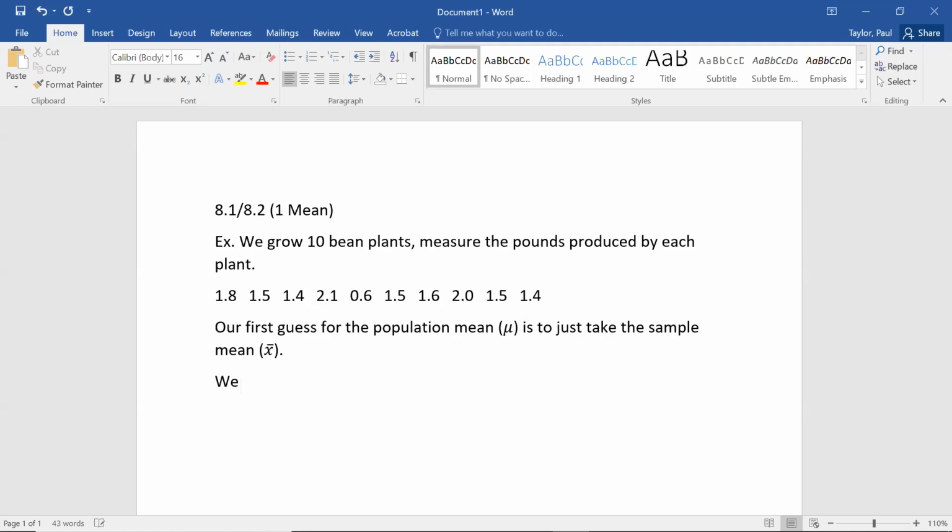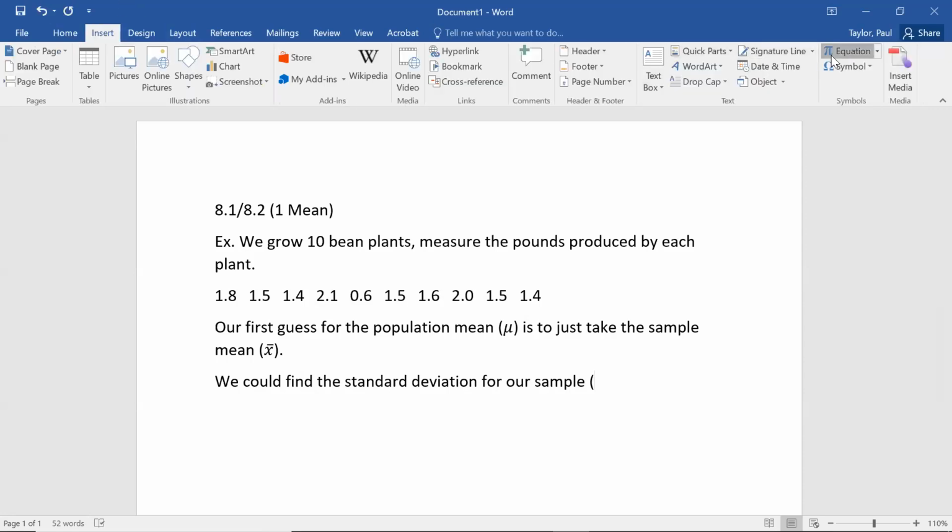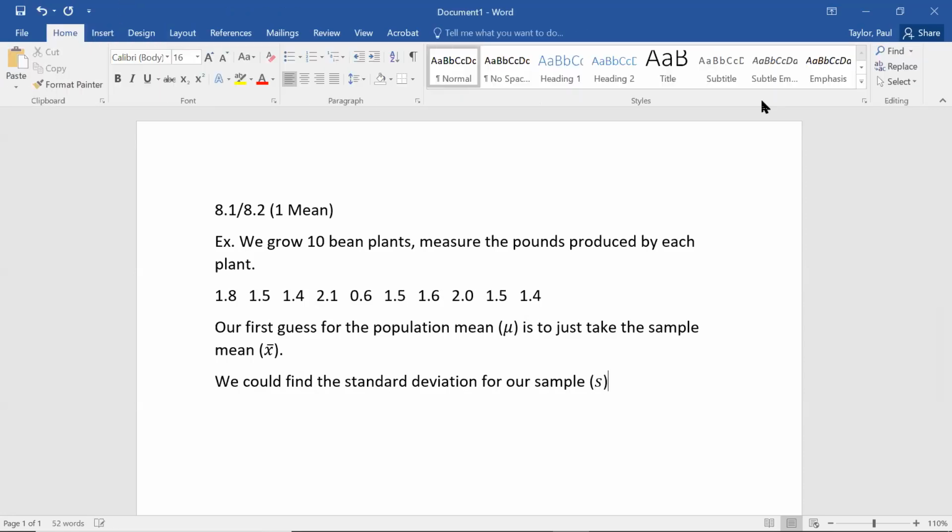We could also find the standard deviation for our sample, which we're going to denote with just the letter S for the sample standard deviation. Now, I'm sure there are ways that you could estimate the standard deviation for the population for all bean plants, but we never bother doing that in this class. All of our work is going to be focused on just trying to estimate the mean and not other things like the standard deviation.